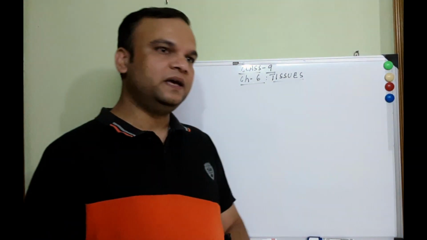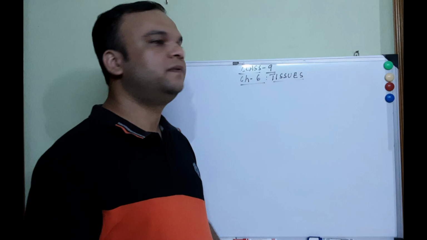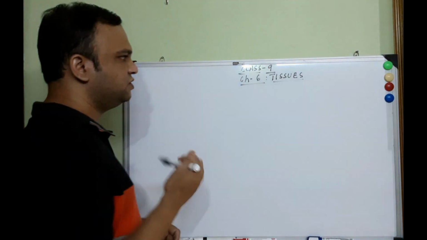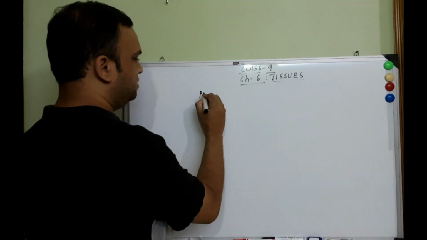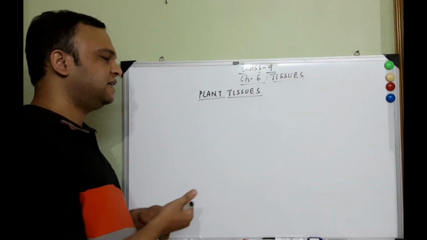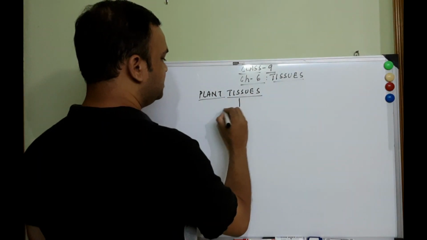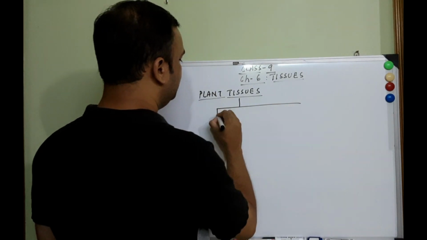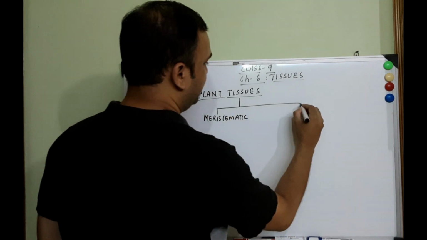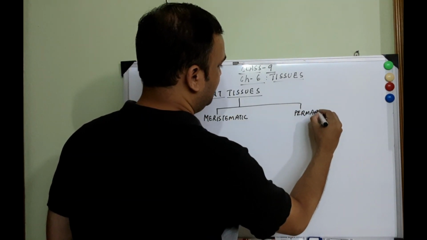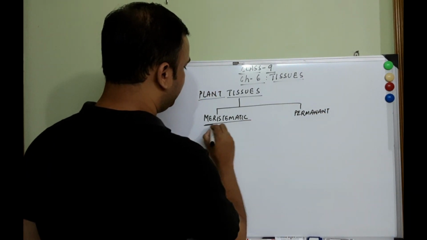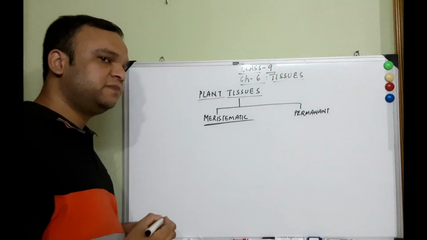Today the topic is the chapter Tissues, and we will continue our discussion about the tissues. Today's topic will be plant tissues. We will talk about the types of plant tissues, and as I told you yesterday, plant tissues are classified into two types. They are meristematic and permanent tissues. Now, proceeding further, we will discuss meristematic tissues in this particular class.